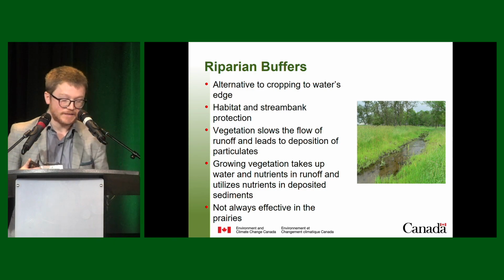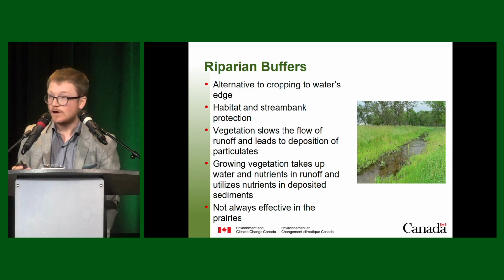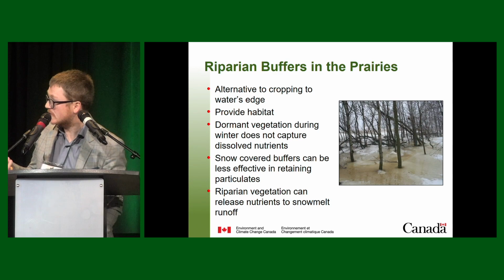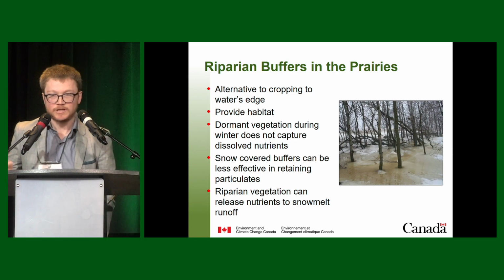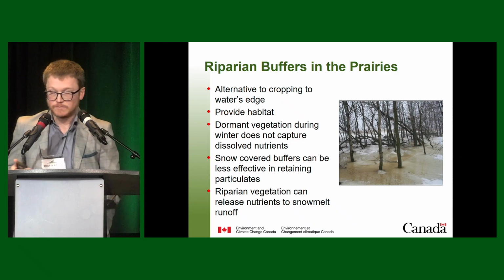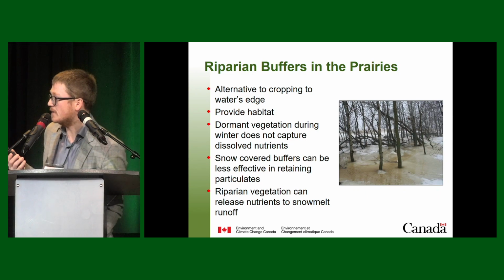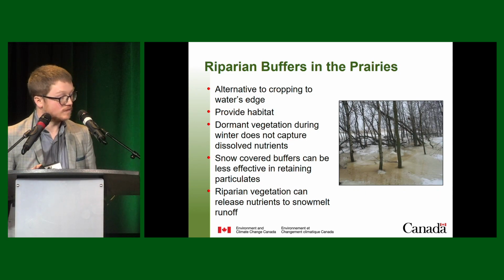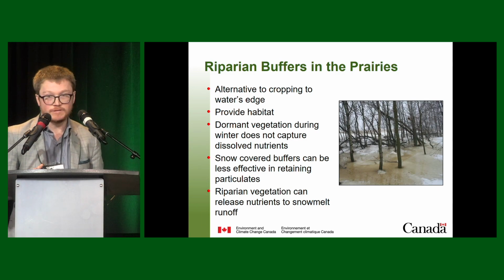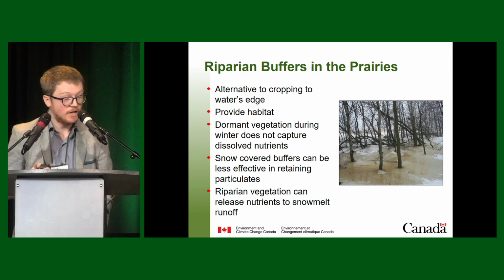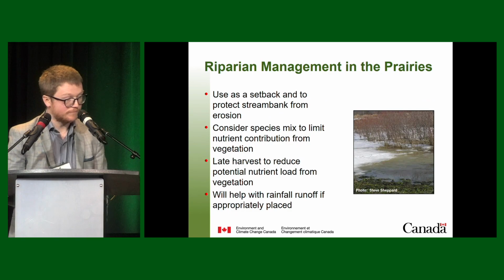And as you might expect from what we've talked about already, this is not always an effective strategy in the Canadian prairies. We can, of course, use buffers in the prairies, and they do provide that function of an alternative to cropping to the water's edge and providing critical habitat as an example. But the dormant vegetation, due to our climate, is not effective in taking up those dissolved nutrients. And the snow cover on the buffers may be less effective in retaining particulates. So the riparian vegetation, because of the temperature, can also be a source of nutrients in the snowmelt water.